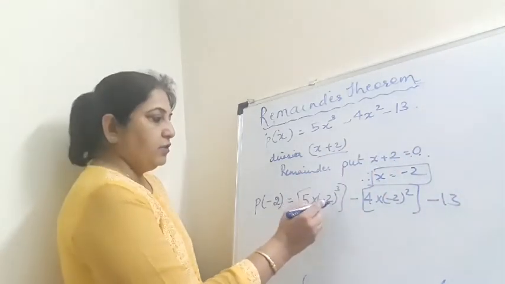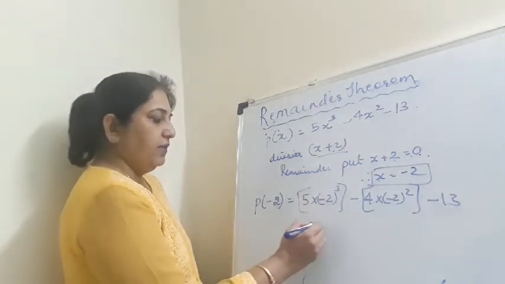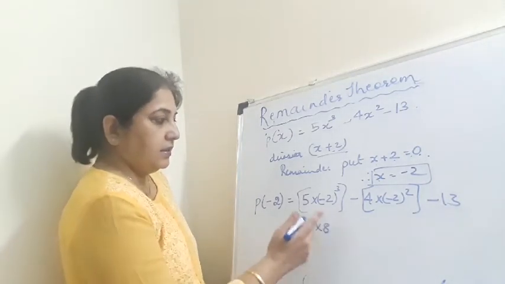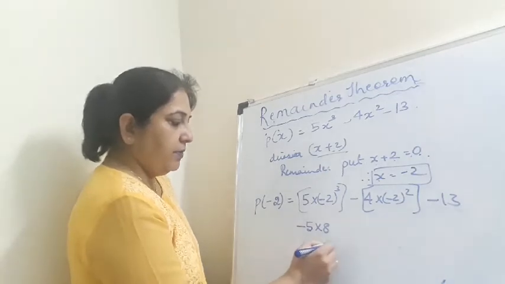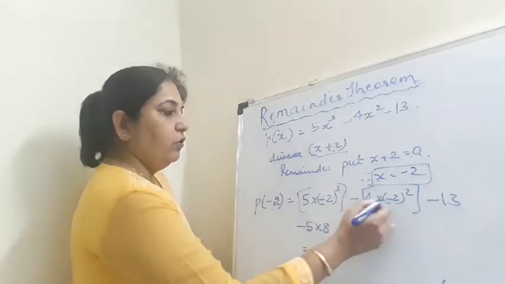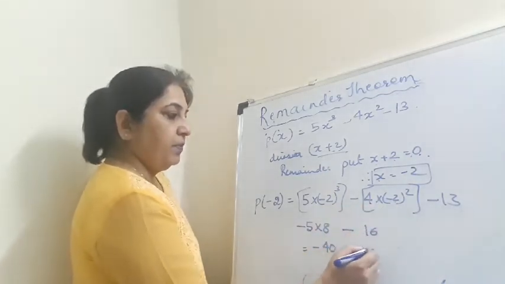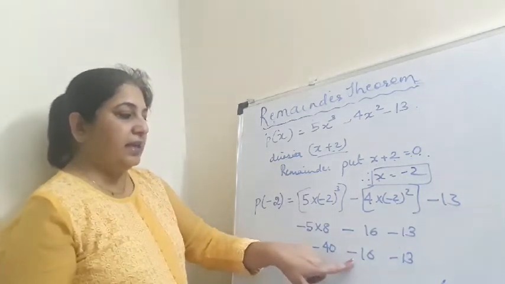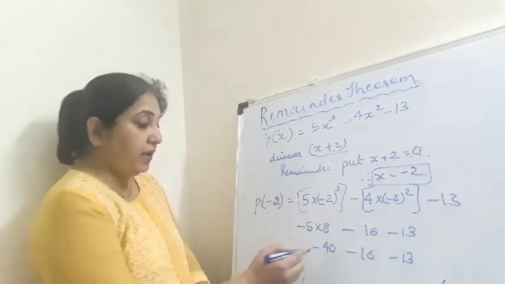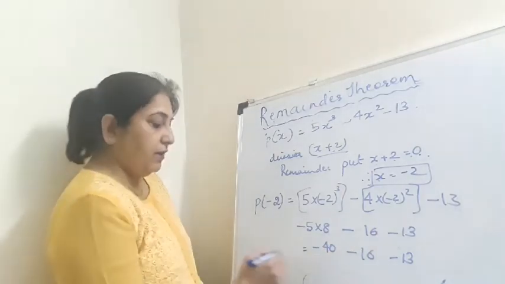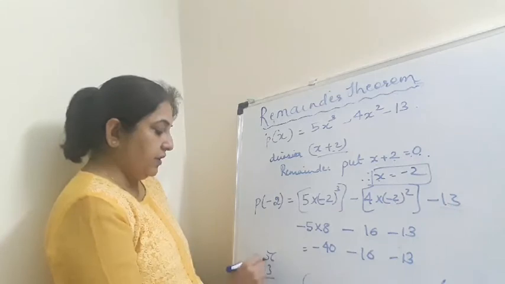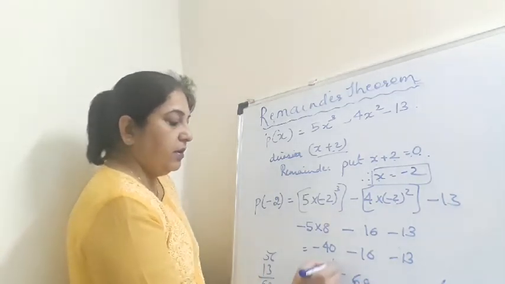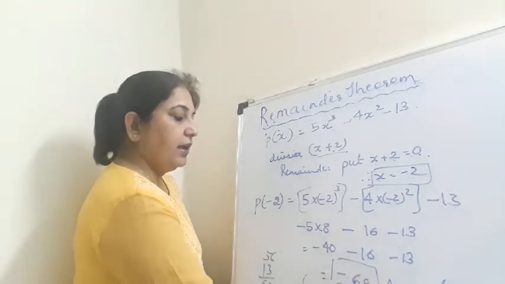So 5 into (minus 2) the whole cube means 5 into minus 8, that is going to be minus 40. Then minus 4 into 4 will be minus 16, and minus 13. So therefore minus 40 minus 16 minus 13: 40 plus 16 will give you 56, and 56 and 13 will give you 69. So the remainder is equal to minus 69.